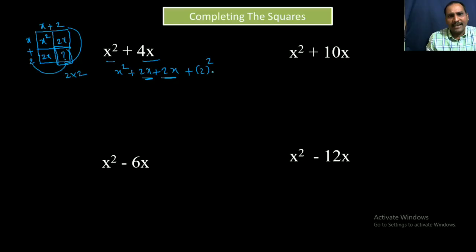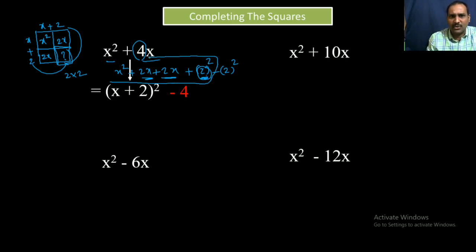So you can add and subtract 2 square. Where did this come from? This 2 is nothing but half of this 4. So you can write like this: (x plus 2) whole square minus 4. So this 2 square, and now x square plus 2x plus 2x plus 2 square has become (x plus 2) whole square, and whatever we are subtracting, 2 square, has come here: (x plus 2) whole square minus 4.